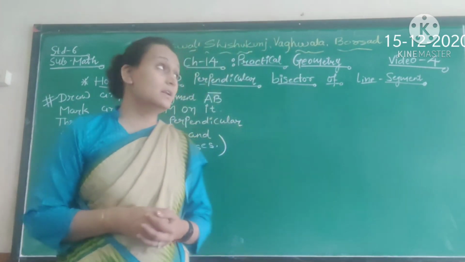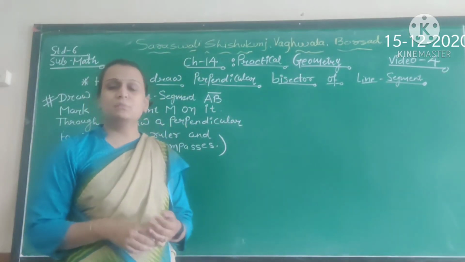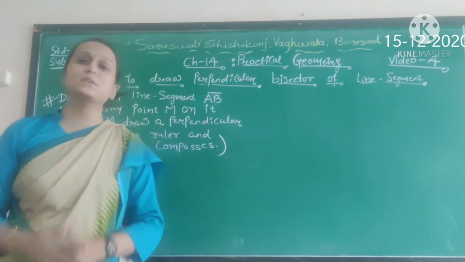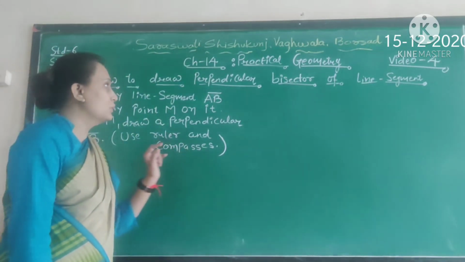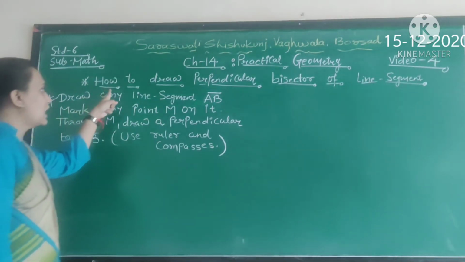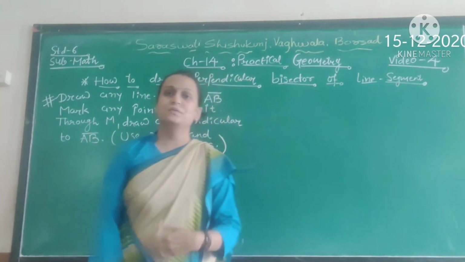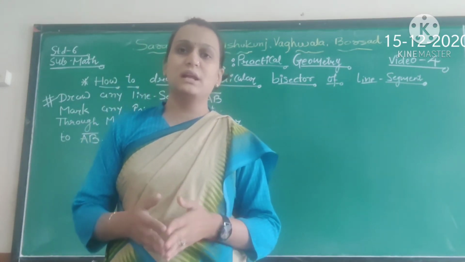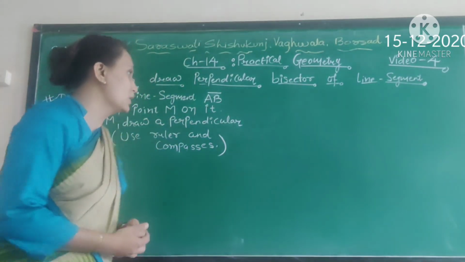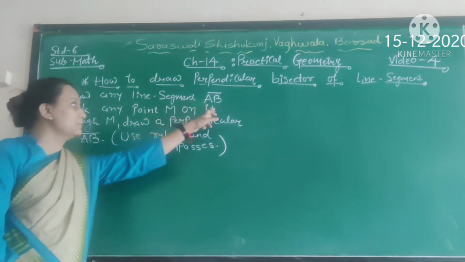So we have started our chapter number 14, practical geometry. In video number 3 we learned the basic rules of geometry, and in video number 4 we are going to learn how to draw the perpendicular bisector of a line segment. If you draw any line segment and want to find its perpendicular bisector, how can we draw it? So here the first question is, draw any line segment AB.